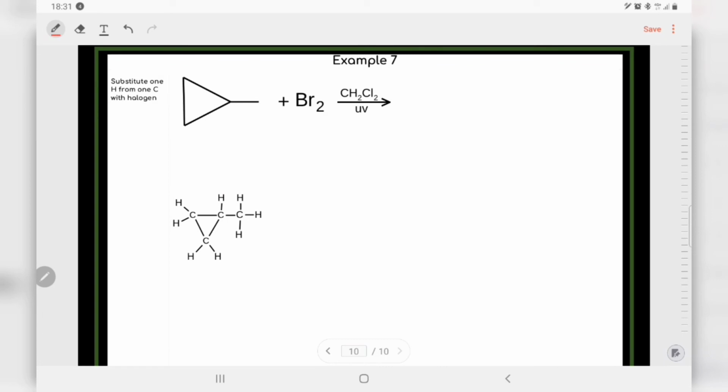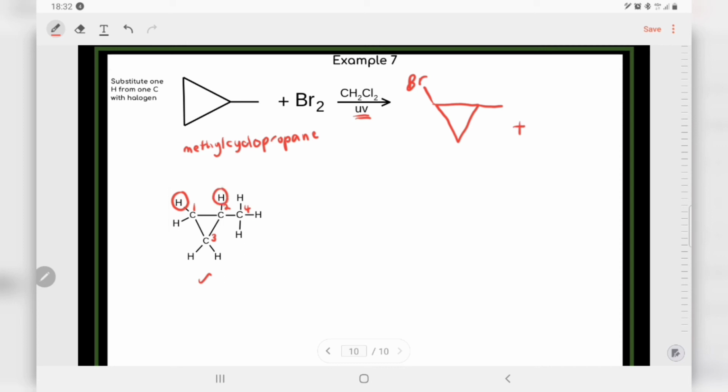Example number 7, we react methyl cyclopropene with bromine in CH2Cl2 dichloromethane under condition UV. So this is how expanded structure for this compound. So if I label carbon number 1, carbon number 2, carbon number 3, carbon number 4, so if we substitute hydrogen from carbon number 1, we will get product that will look like this. So H is substituted with Br.